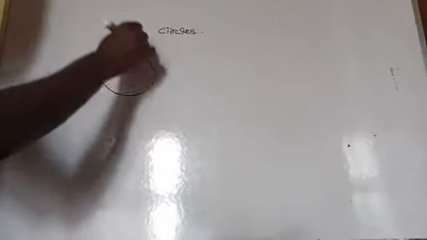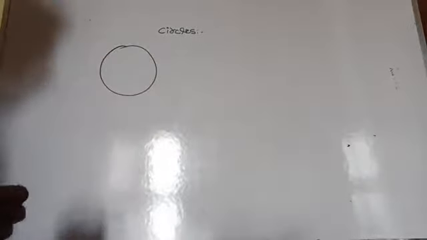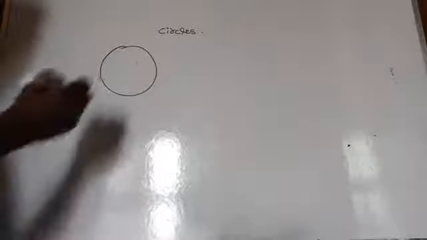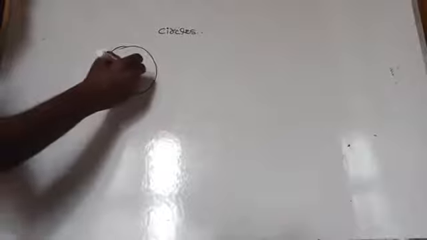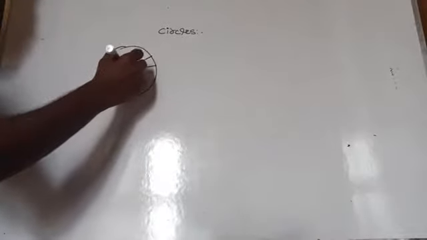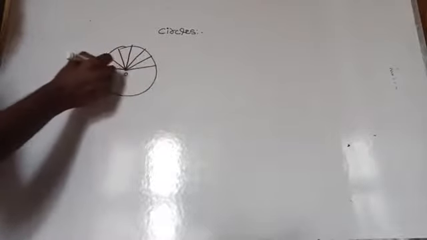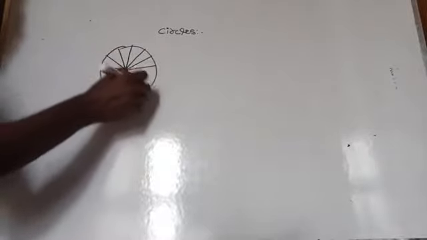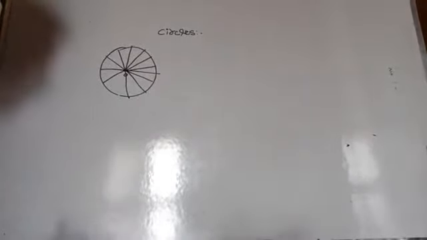Now what is meant by circle? Define circle. A circle is a collection of all points which are equidistant from the center. It's a collection of the set of all points which are all equidistant from the fixed center, fixed point. That O is a fixed point. That is the center of the circle.